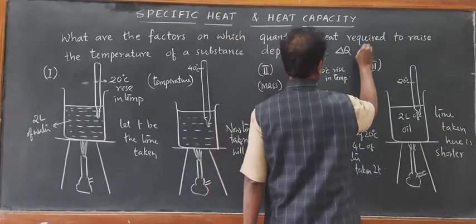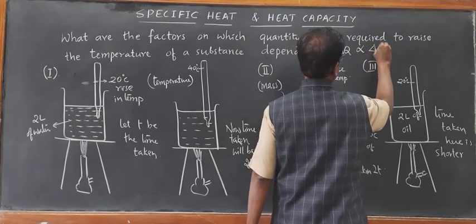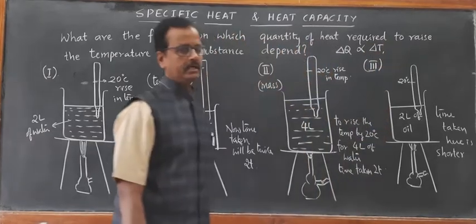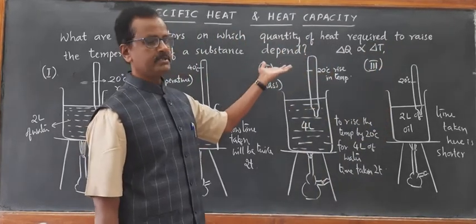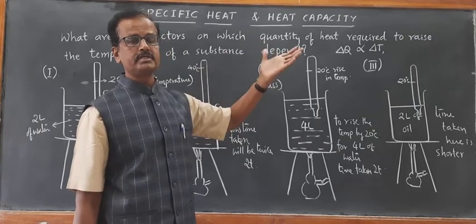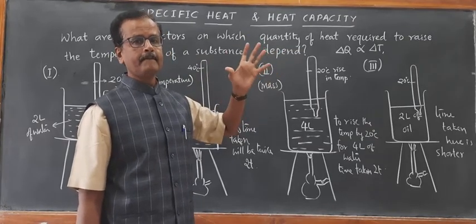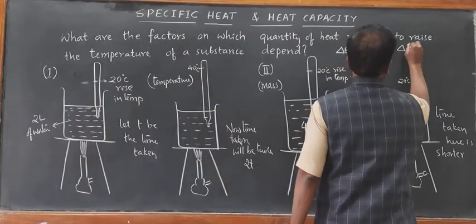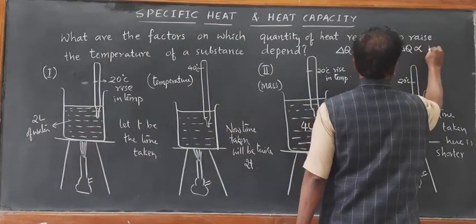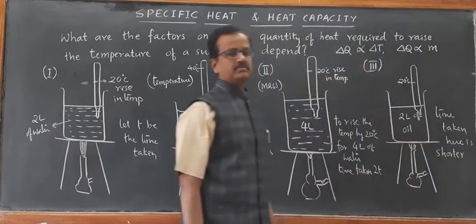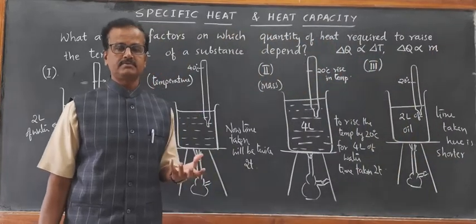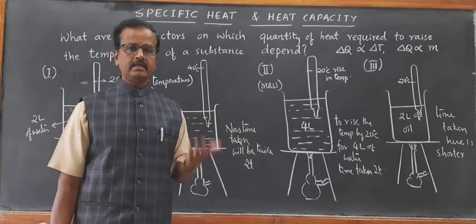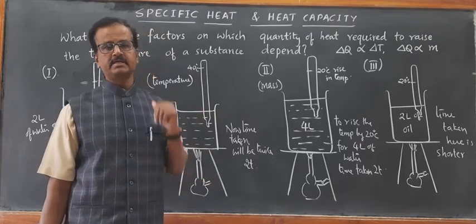So we now conclude that the heat required, if you just denote it by delta Q, is directly proportional to change in temperature. More the change in temperature for the same quantity, more is the heat required. Heat required is also directly proportional to the amount of substance. More the mass of substance, more is the heat required. Less the mass of substance, less is the heat required.